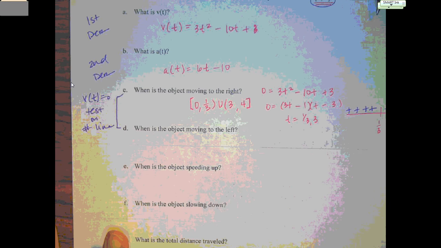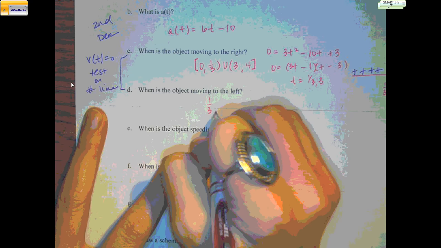Then it says, when is the object moving left? My negatives are between 1/3 and 3 seconds. So 1/3 to 3, and those are in parentheses.